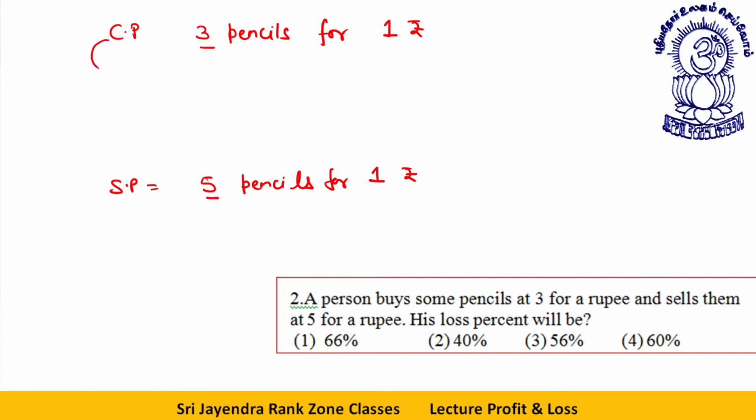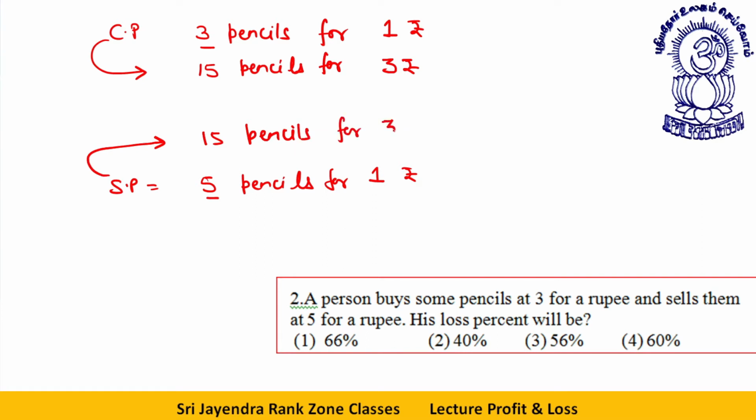So from here I can say three pencils are purchased for 1 rupee. LCM of 3 and 5 is 15. So that way, 5 pencils for 1 rupee, 15 pencils for 3 rupees. I don't know why I'm writing the spelling of pencils wrong consistently. This must be 5. I made a mistake.